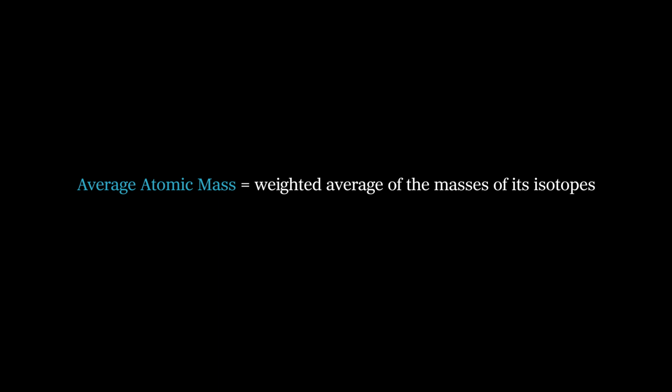The average atomic mass of an element is the weighted average of the masses of its isotopes, based on their natural abundance. For example, potassium has an average atomic mass of 39.1.